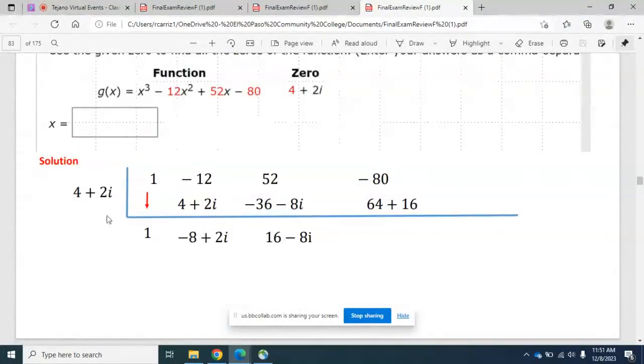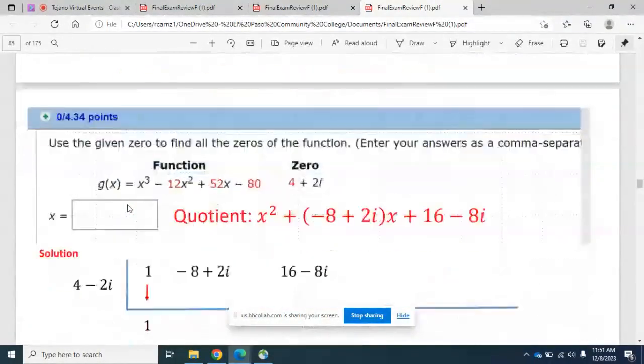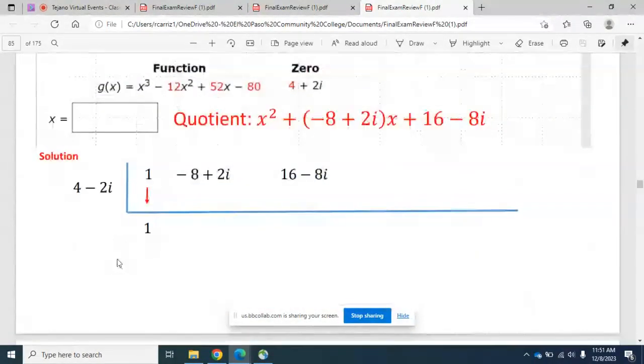Now before, let me go back. I used 4 plus 2i, but why did I change the sign? Why did I do 4 minus 2i? Well, if you recall, when you're taking the square root, I said that the imaginary number came from the square root of negative 1. But when you take the square root, remember you always have two values, a positive and a negative. So I'm just using the other half, okay?